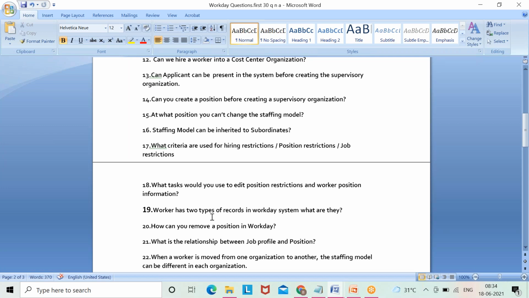A worker has two types of records in Workday. What are they? We didn't cover this yet, but still I included it. We will talk about it in coming sessions. I will only give the answer. Anyone want to give it a try? A worker has two types of records in Workday: applicant record and worker record. The reporting team requires all this. Applicant data, worker data.